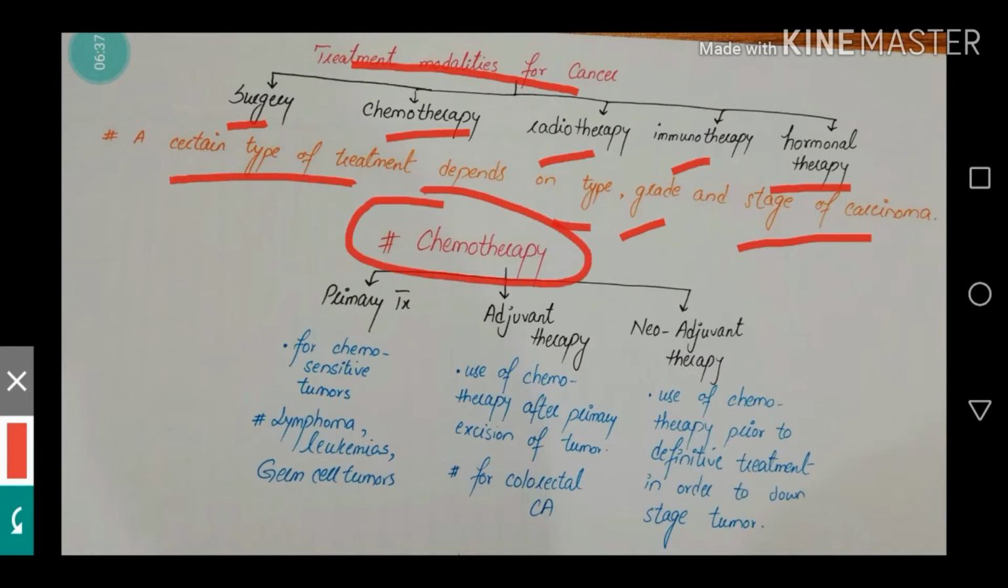The chemotherapy could be used as a primary treatment, adjuvant therapy, or a neoadjuvant therapy. Using it as primary therapy means that all those carcinomas which are chemosensitive could directly be treated with a chemotherapy prior to using any other modality, and they include lymphomas, leukemias, and germ cell tumors.